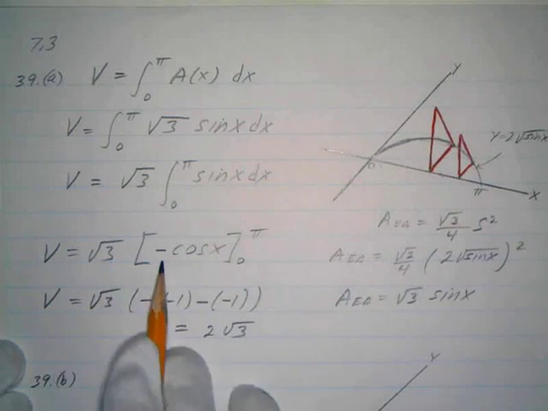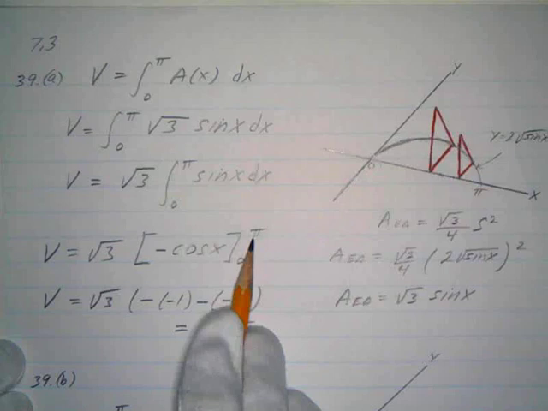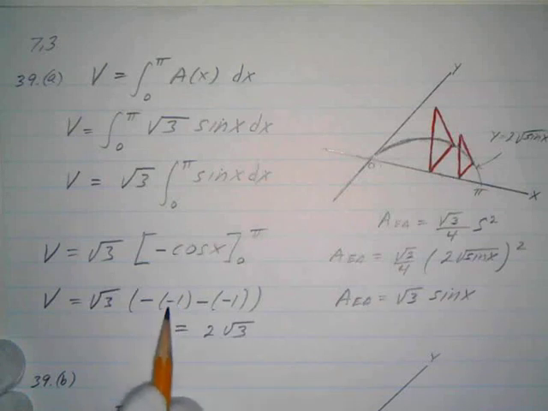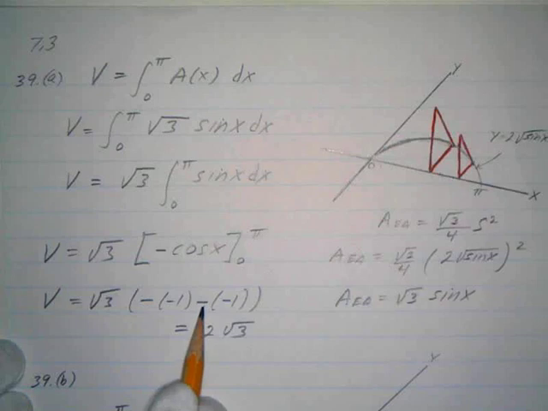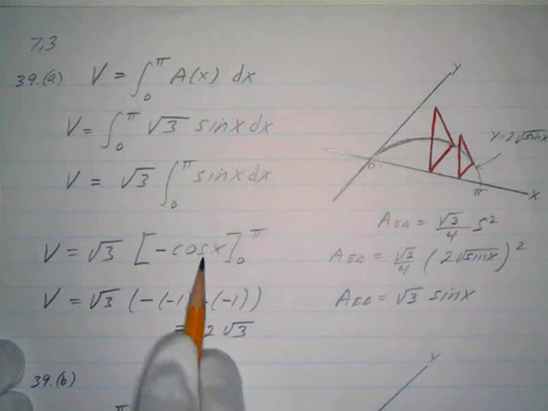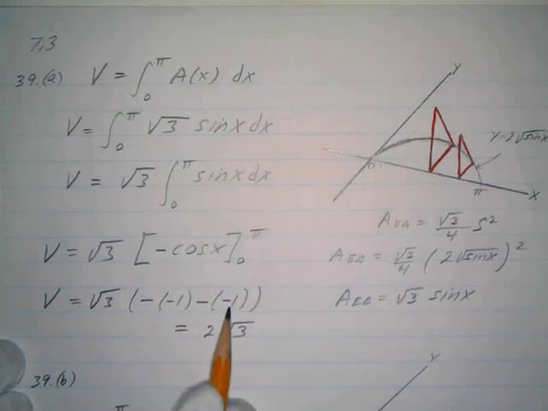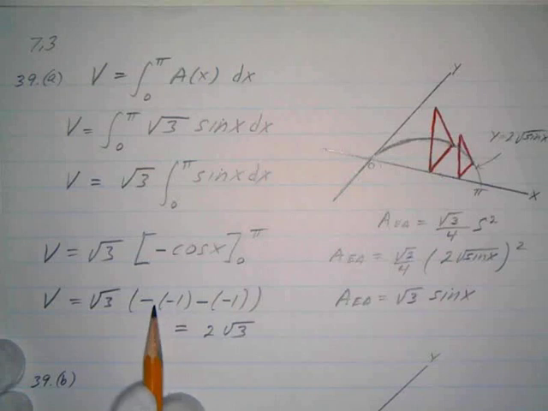And the cosine of pi is negative 1, so I've got negative of negative 1, and this is from f of b minus f of a, so this is the negative there. And the cosine of 0 is 1, but I've got negative that, so I get another negative 1. So this ends up being 1 plus 1, which is 2, times the square root of 3, and that's your volume.